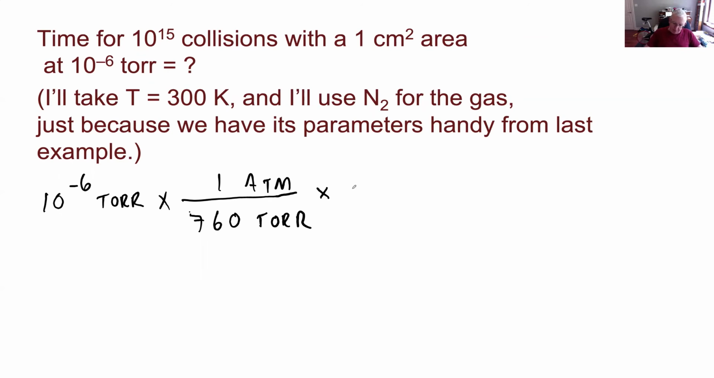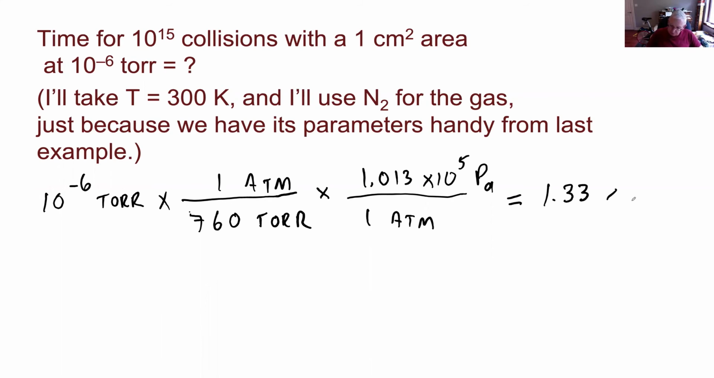And then I also happen to know that 1 atmosphere is equal to 1.013 times 10 to the 5th pascals. Because that's just a thing that everybody knows, right? No, it's really not, but it's okay. If you were doing this, you might very well have to look up a conversion factor. You might, in fact, look one up that went straight from torr to pascal, and that would be just fine. I happen to know those two, so I use those. If I divide that out, I get 1.33 times 10 to the minus 4 pascals.